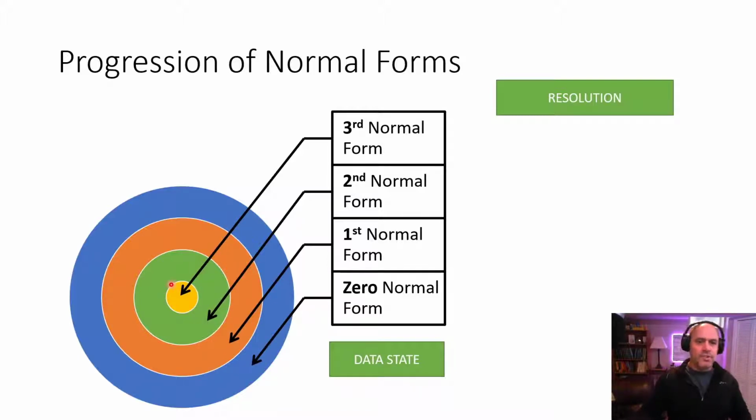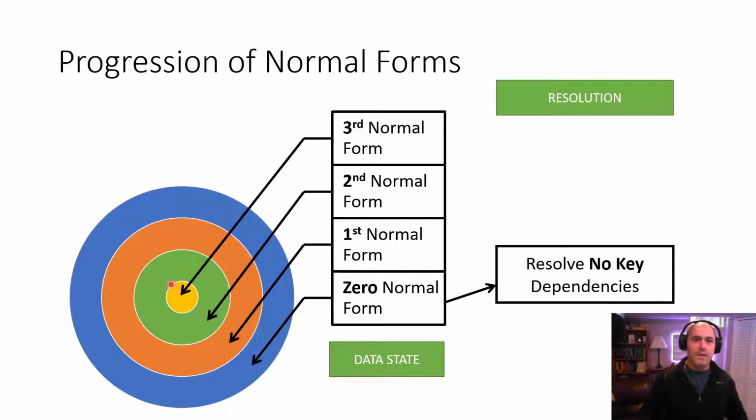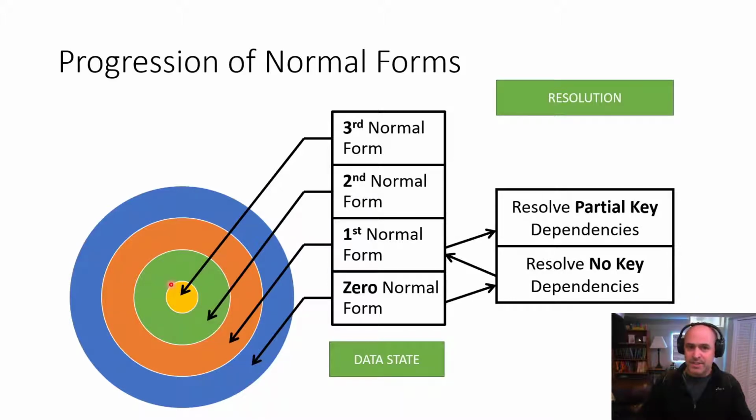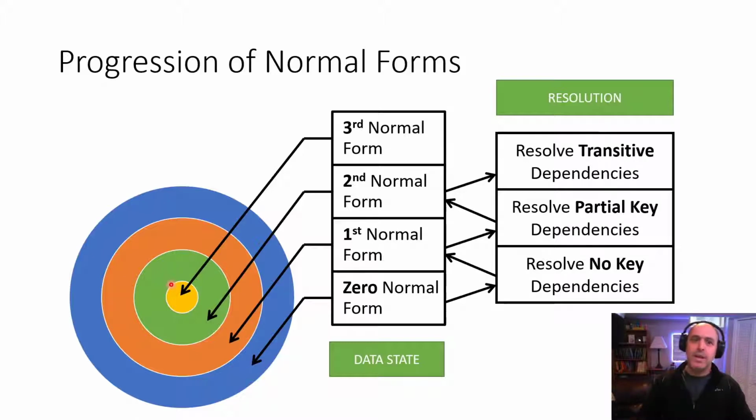Okay, so if you start out in 0 normal form, you must get rid of the no key dependencies. What does get rid of them mean? It means take them and put them in another table and then redesign that table so that there's no key dependency in there. And usually there's going to be a primary forward key relationship back to the original table. And then poof, now you have no data anomalies anymore. So you resolve the no key dependencies. Then you're in first normal form. Then you resolve the partial key dependencies. Then you're in second normal form. Then you resolve the transitive dependencies. And poof, you're in third normal form.